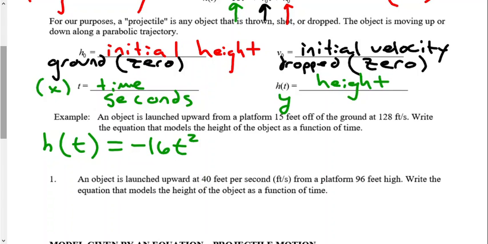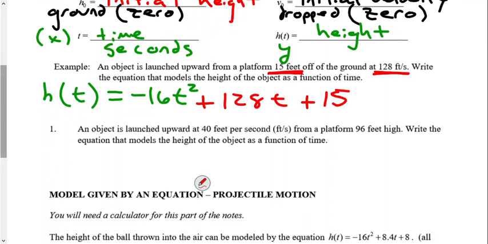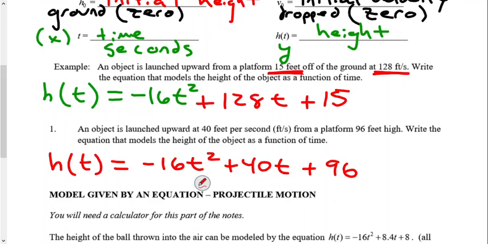So what's the initial velocity? 128 feet per second. So 128t plus, this is the initial height, 15 feet. Okay, that's your function. All right, so try this next one and see how you do. So height is the function of time. H of t equals negative 16t squared plus 40t plus 96. So you should be able to write the equation given a description.